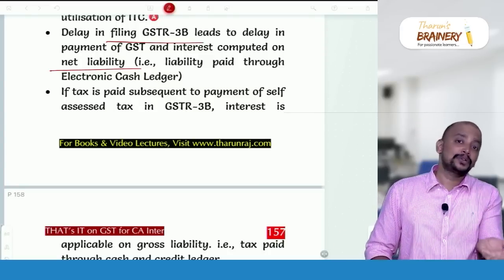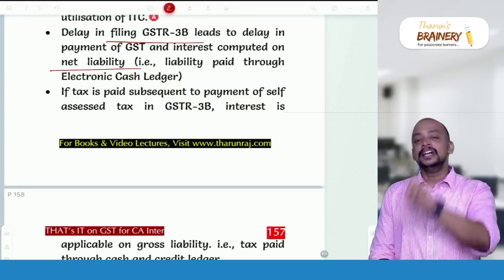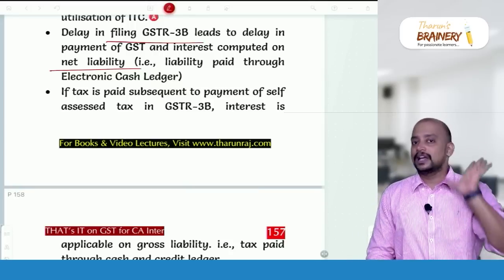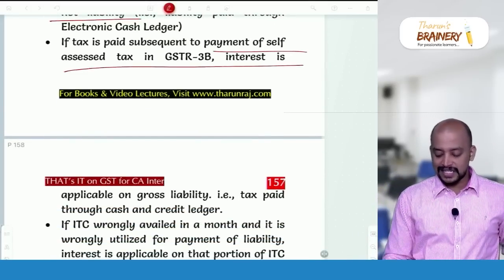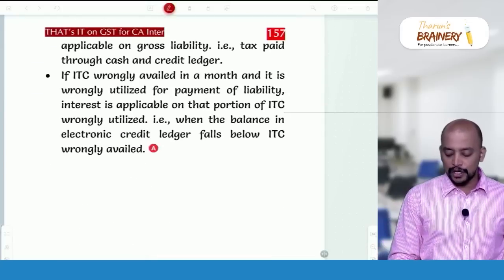That can be paid partly through credit ledger, partly through cash ledger, but we need to compute interest on the total liability, the gross liability. If the tax is paid subsequent to payment of self-assessed tax in 3B, interest is applicable on gross liability.